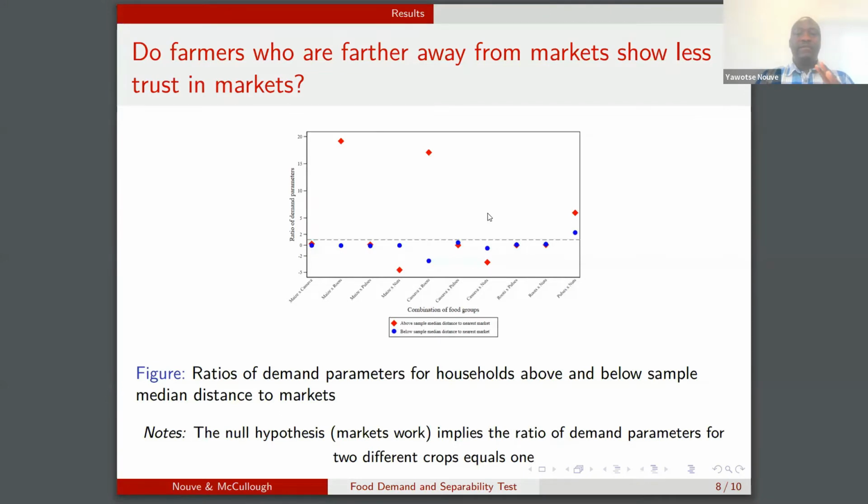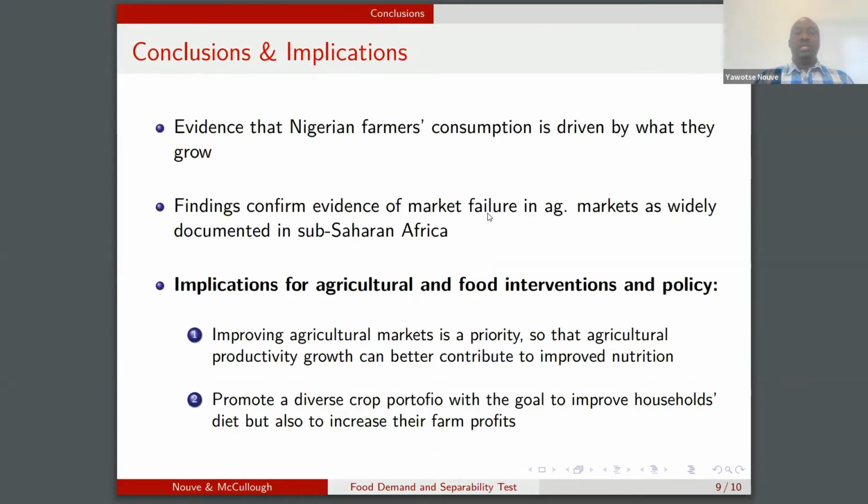Although we find that on average, the issue of market failure is more pronounced for farmers who are far away from nearest local market, we did not find a statistically significant difference between the two subsamples. So depending on whether the farmer is far away or not from nearest local market, the issue of market failure still exists in our sample in general. So in conclusion, we find evidence that Nigerian smallholder farmers face market failure and that their food consumption is driven by what they produce, what they grow.